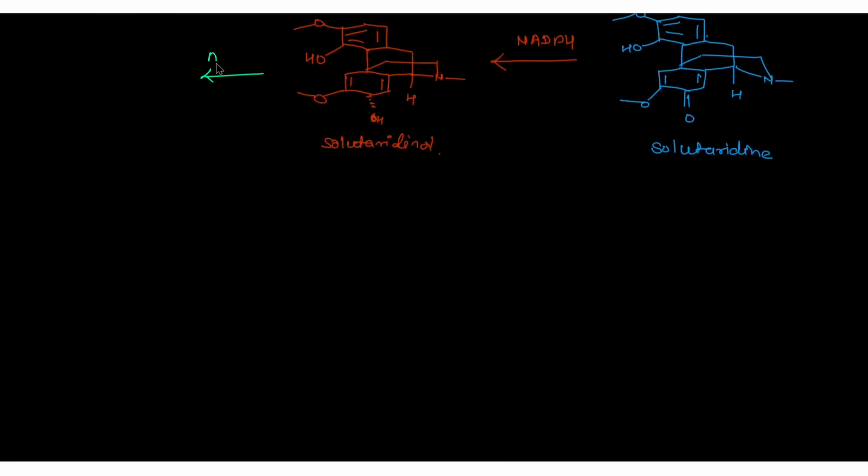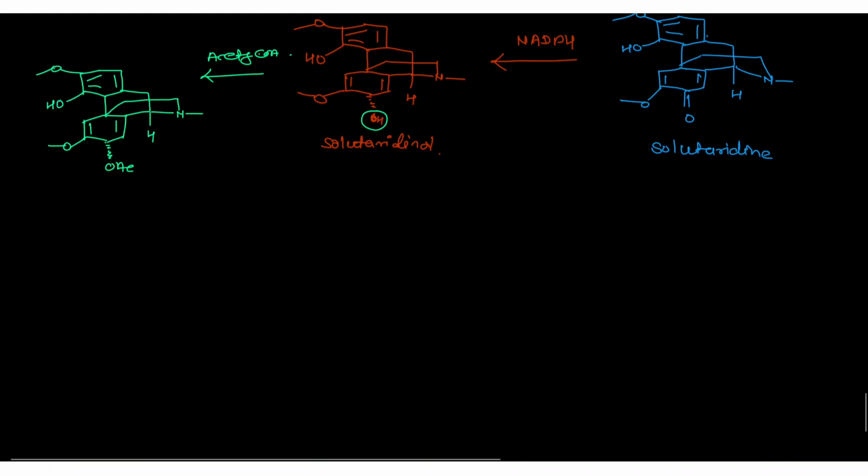In next step, by using acetyl coenzyme A, esterification provides a better leaving group, and we get. In next step, this lone pair of oxygen attacks on this carbon atom. This bond shifted here, loss of OAc takes place, and we get thebaine as a product.